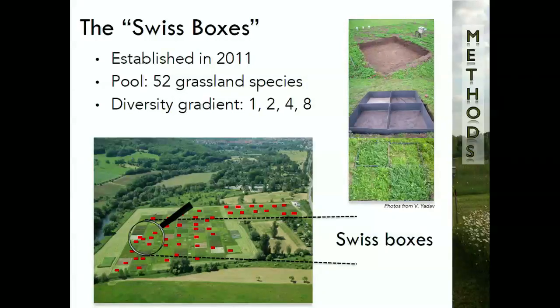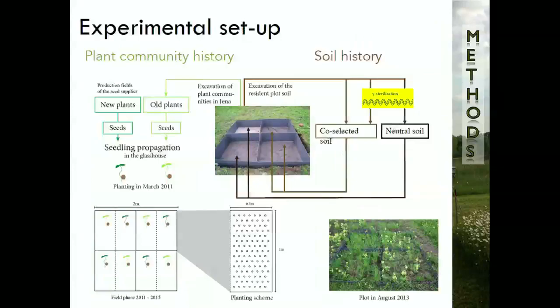So what's inside the plots? I'm going to walk you through the experimental setup. We have 2 aspects to it, the plant community history, so the above ground, and a soil community history. For the plant side, we created 2 different selection histories: selected communities and unselected, or old and new. To create these communities with selected plants, all of the plants were excavated, then brought to Zurich, seeds were collected, and then we propagated seedlings in a glass house and planted these back into these plots in Jena.